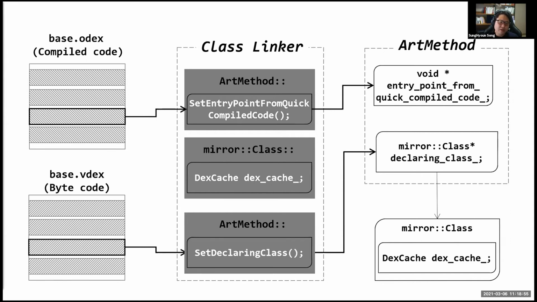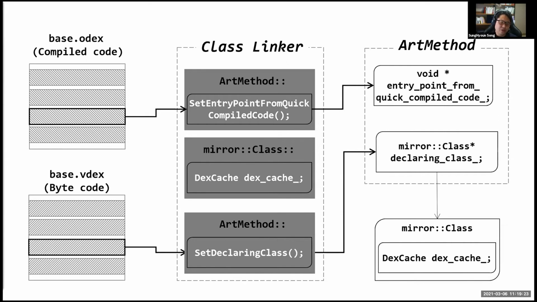The base ODEX file contains the OAT code and the base VDEX file contains the bytecode. When the app is executed, each file is loaded into memory by the runtime. This is a simplified picture of how AOT code and bytecode are linked to the ART method object inside ART through the class linker.